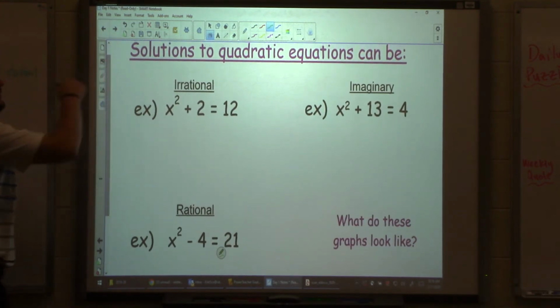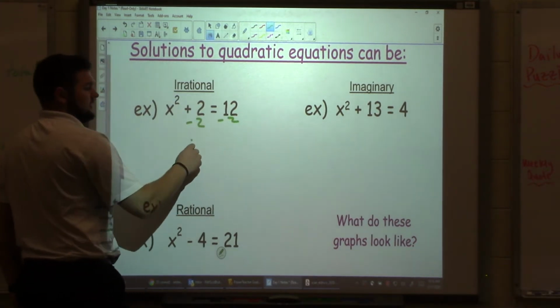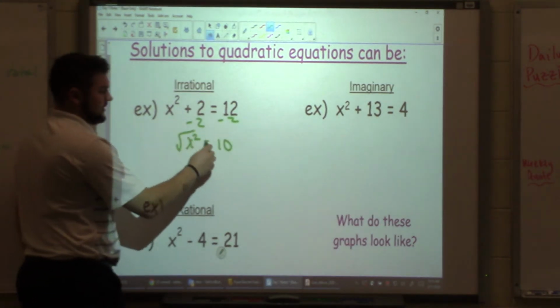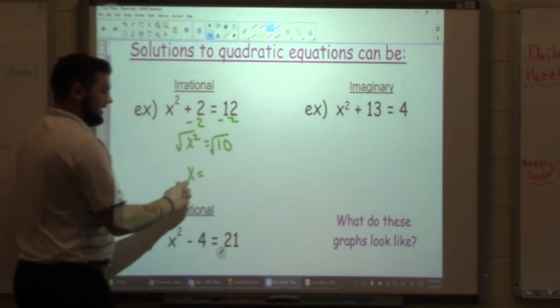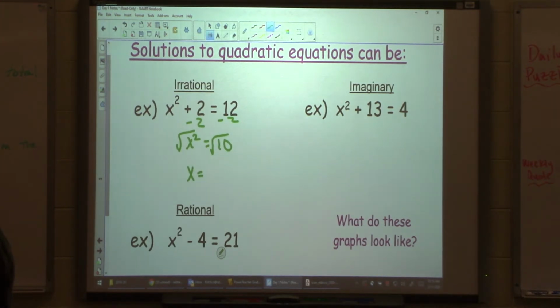Okay, so, solutions. How many solutions should we have? 2. Now, those 2 solutions could be many different things. They can be what we call irrational. Right? If I solve this, I subtract 2, I get x squared equals 10, and I take the square root of that. Is 10 a nice number? No. Do you think I want you to write a really long decimal or a rounded number? No. Absolutely not.